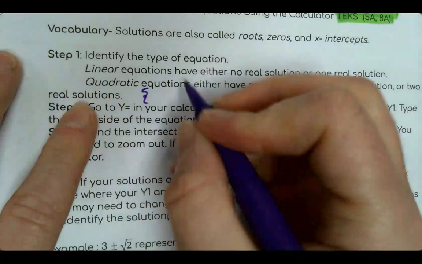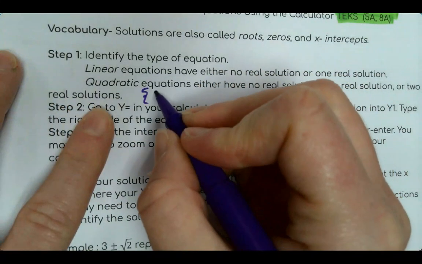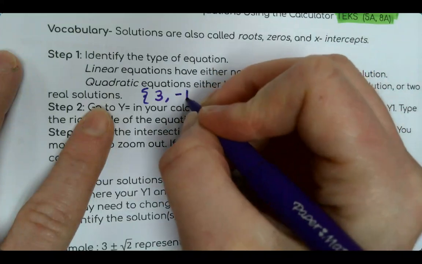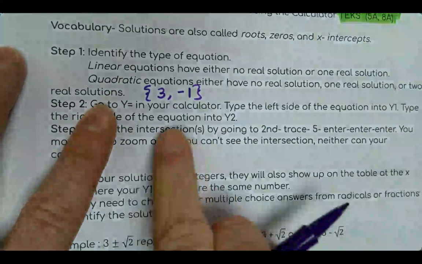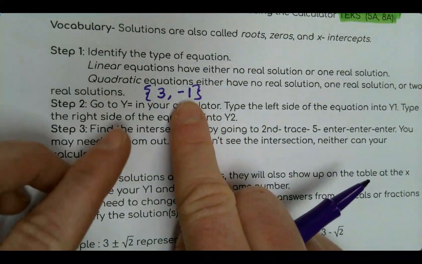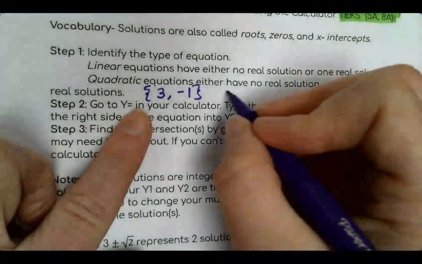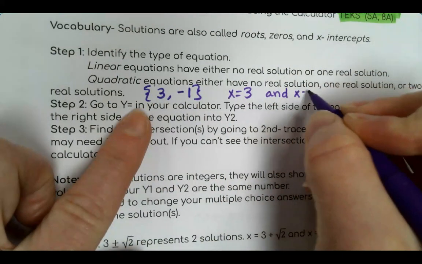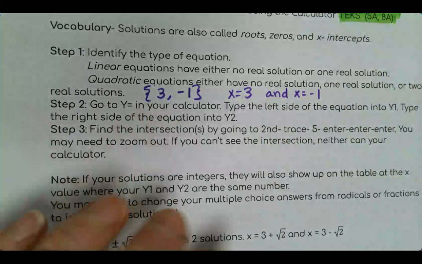Quadratics may be written like this. Let's say 3 and -1. This is called a solution set, which means x equals 3 and x equals -1. That means you have two solutions.